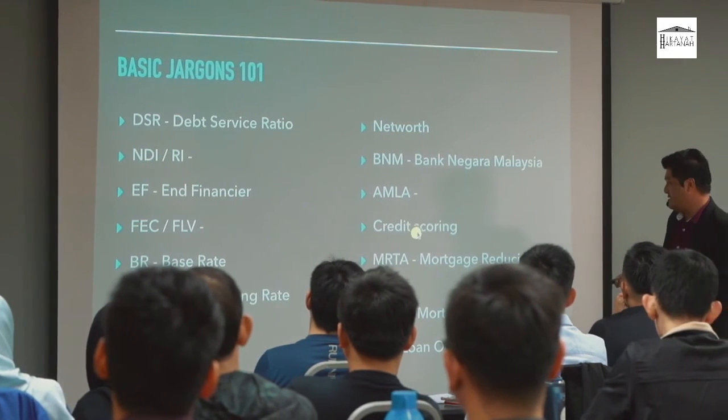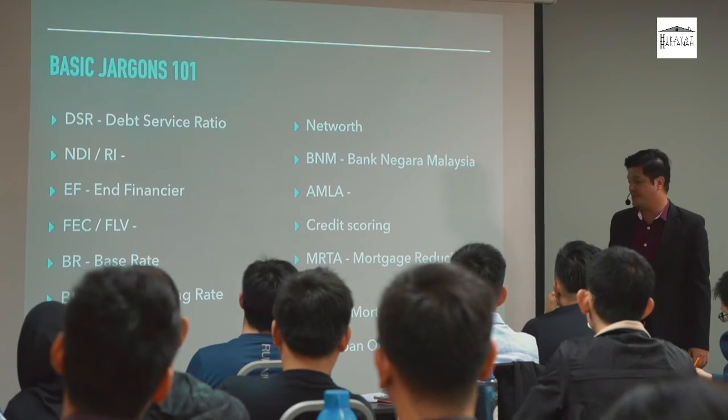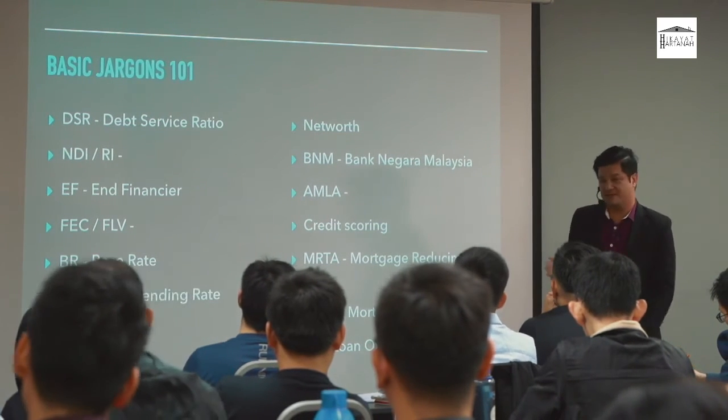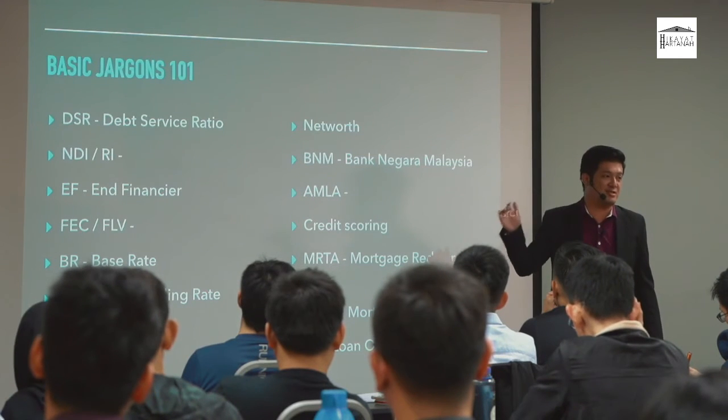This one is loan. MRTA is mortgage reducing term assurance, which is mortgage insurance. MLTA is mortgage level term. So what's the difference between MRTA and MLTA? One is a level term insurance.